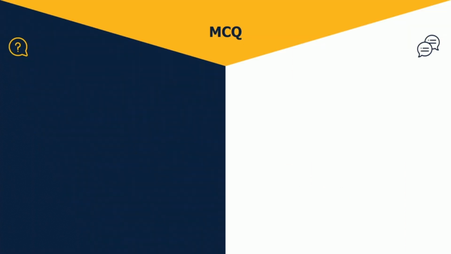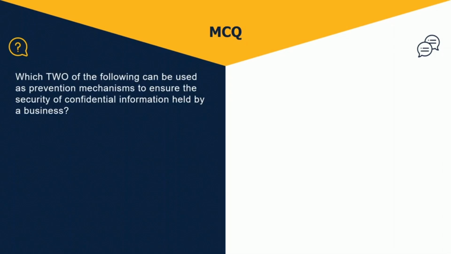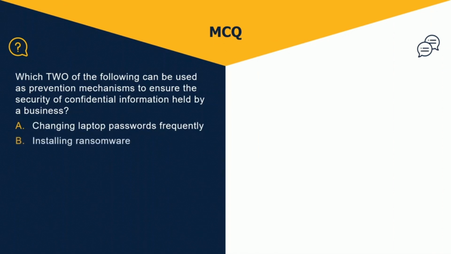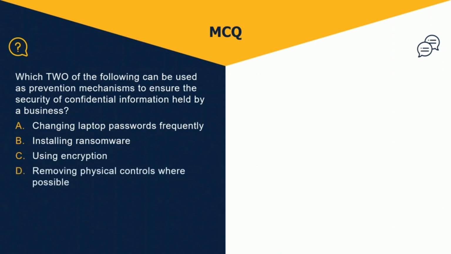So let's think about prevention mechanisms here in a multiple choice question. Which two of the following do we think can be used to prevent and ensure the security of confidential information held by a business? A. Changing laptop passwords frequently. B. Installing ransomware. C. Using encryption. And D. Removing physical controls where possible.